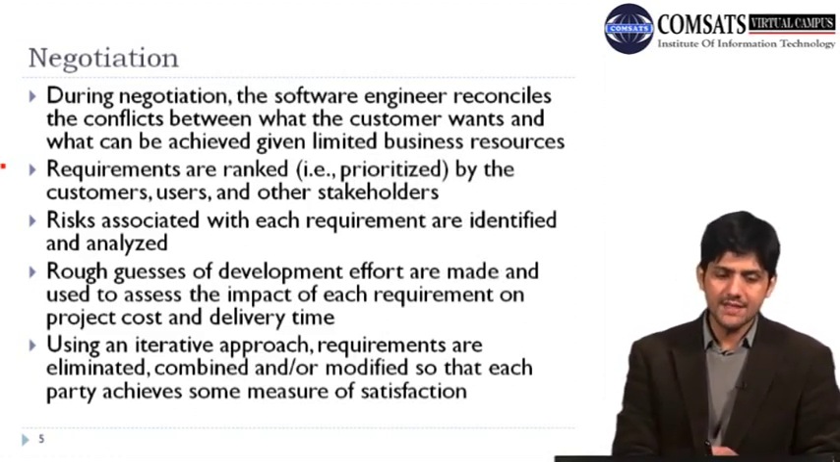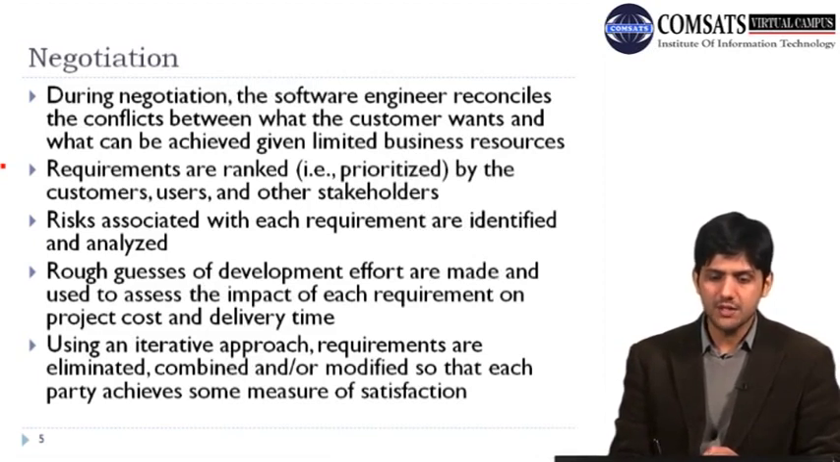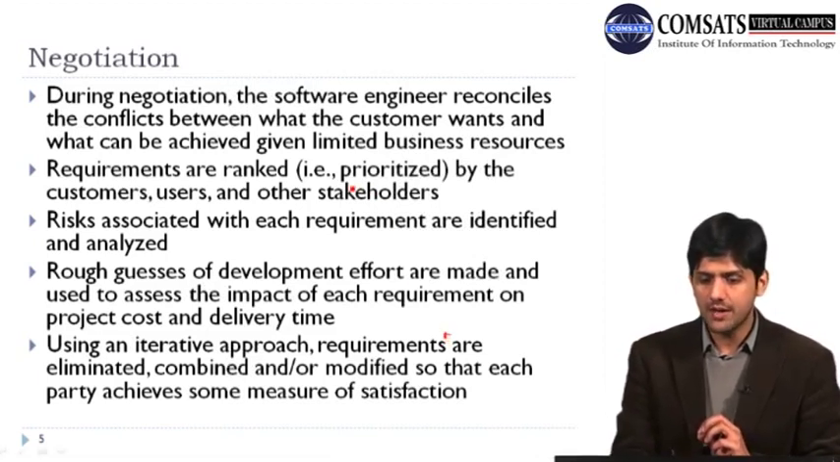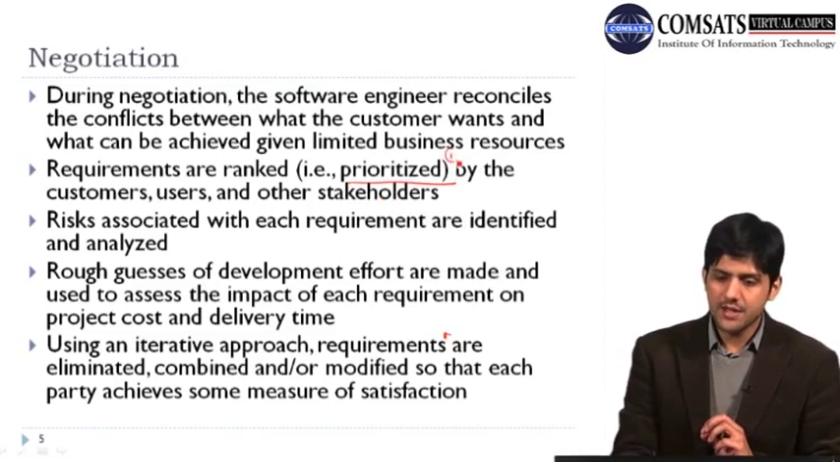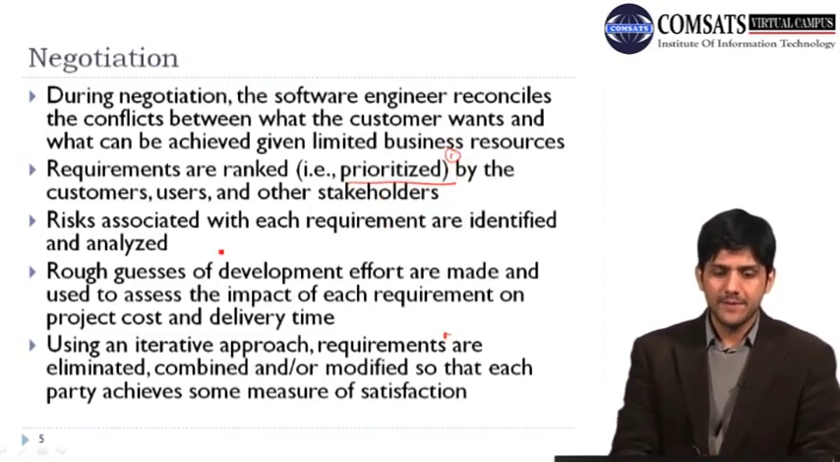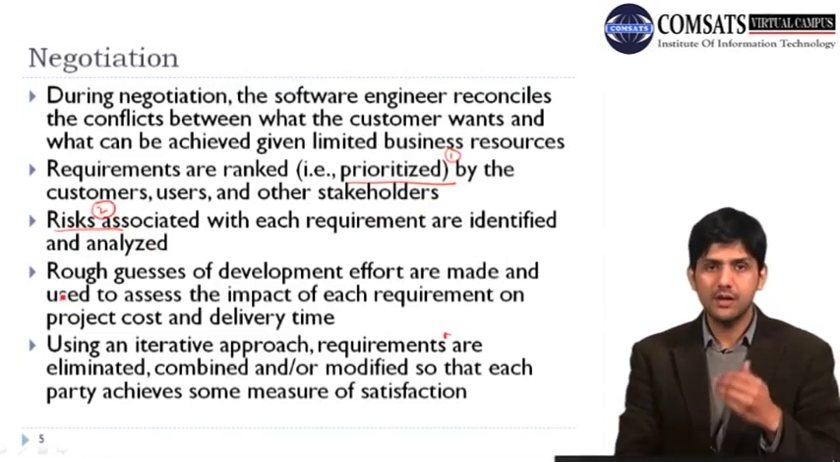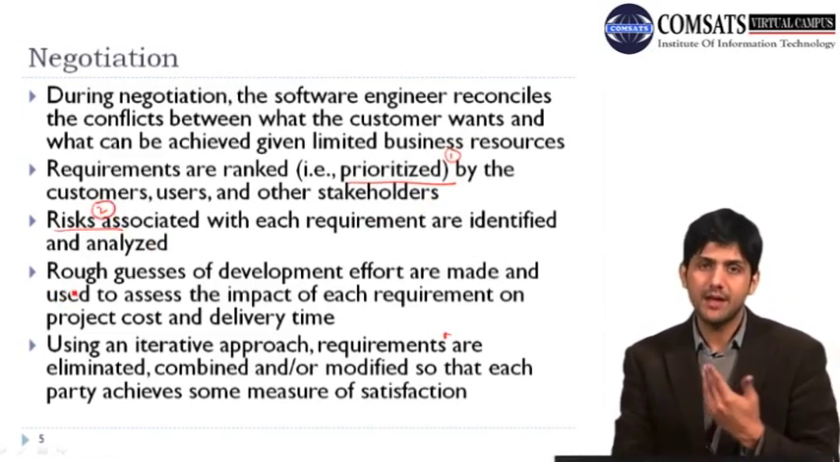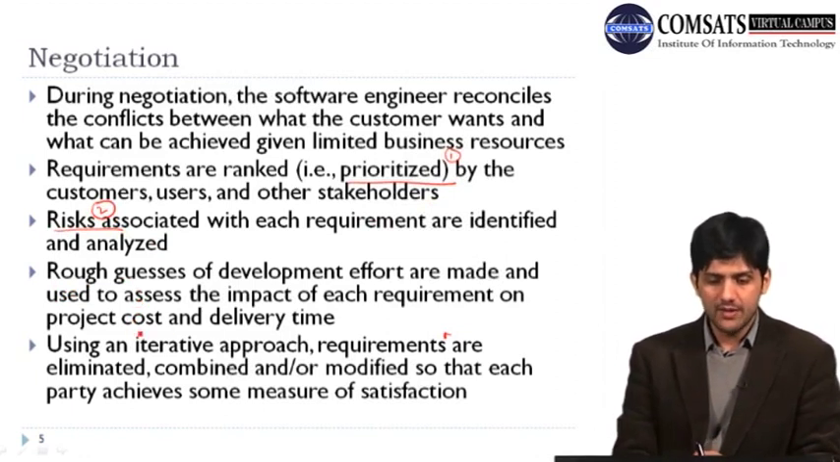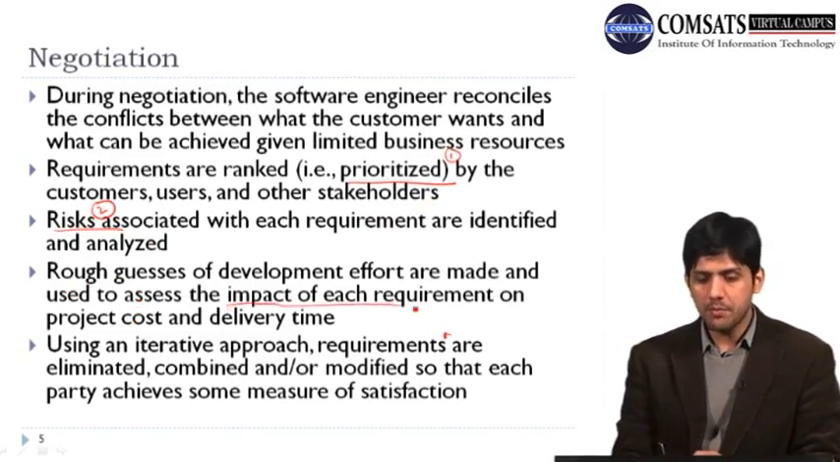For example, we can say that the first activity within negotiation might be that we are prioritizing requirements. So prioritization is maybe the first activity. Then the next one is maybe the risk analysis. So we can say, okay, we are doing risk analysis of each requirement. That is another activity. Then we try to evaluate the impact of each requirement, which we can say is another activity.